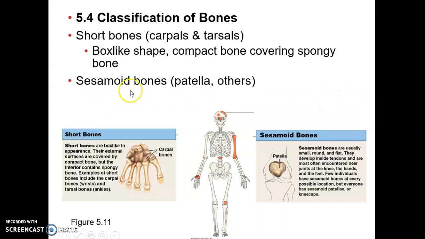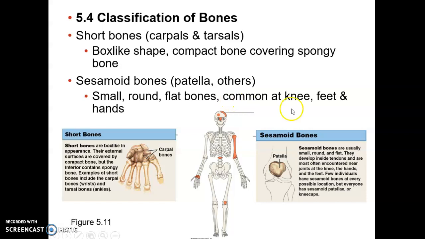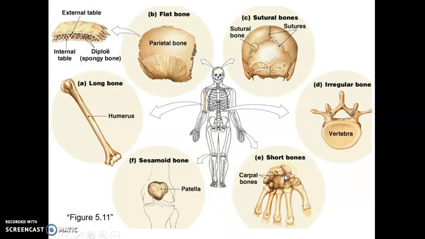Okay, we were last talking about sesamoid bones, and these are irregular, usually small bones that are somewhat flat. Sometimes they're very round, and they're found in our knees. The patella is actually a large sesamoid bone, but they're also in our feet and in our hands, and they basically function to increase the leverage ability of some of these joints. The only one you need to know for sesamoid bones is the patella.